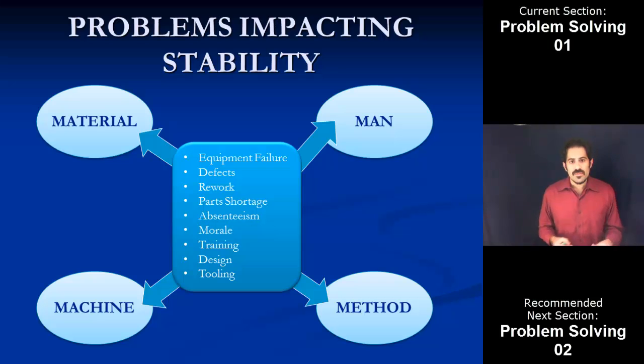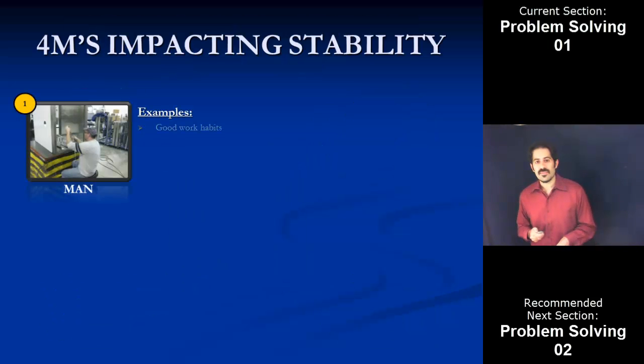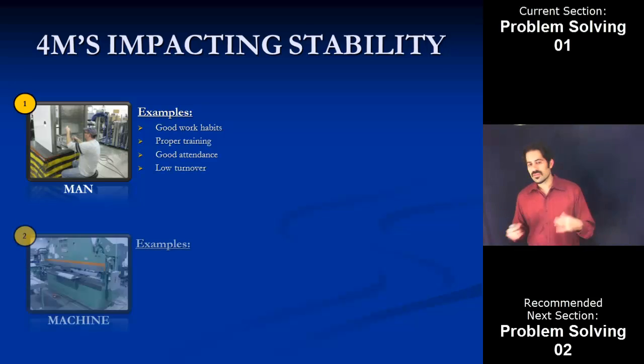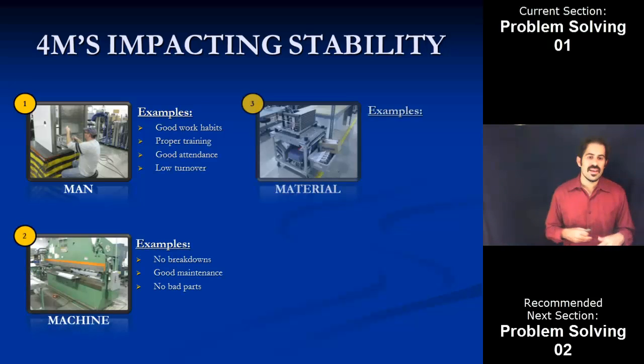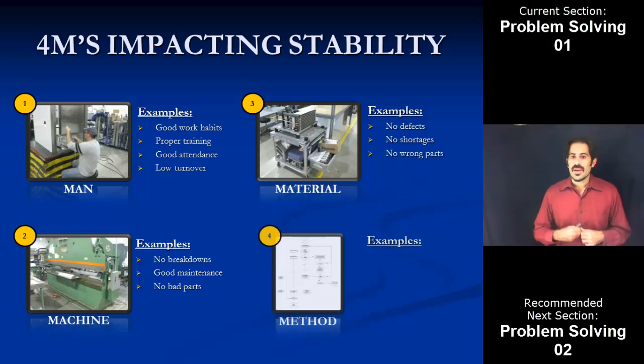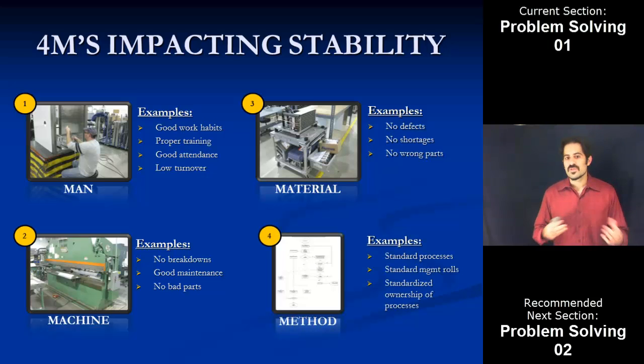Essentially every issue we have we can break down into four different categories: man, material, method, and machine. The 4 M's is an easy way to remember that. And taking it a step further, just to drive it home and clarify it, man issues would be anything related to training or attendance, turnover.